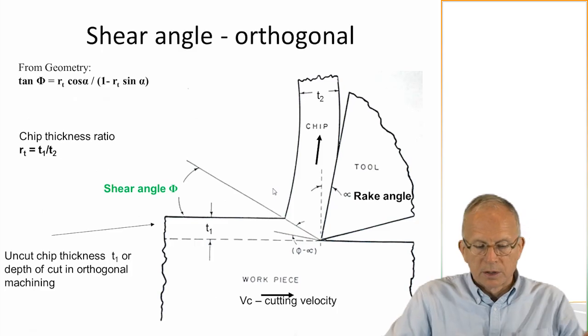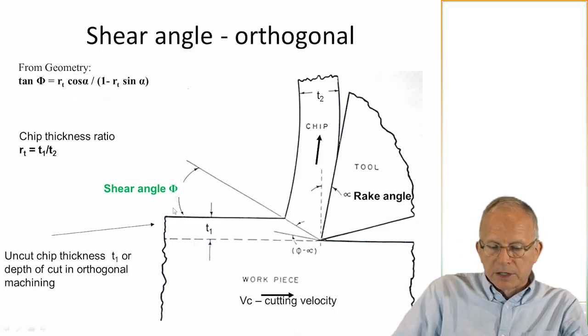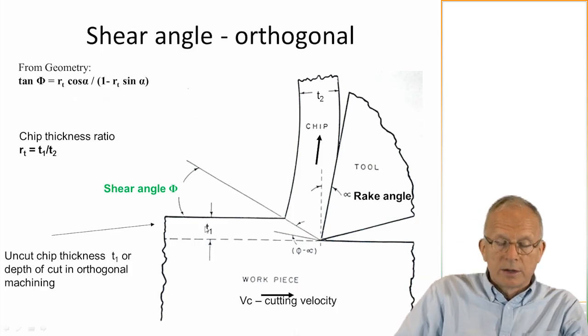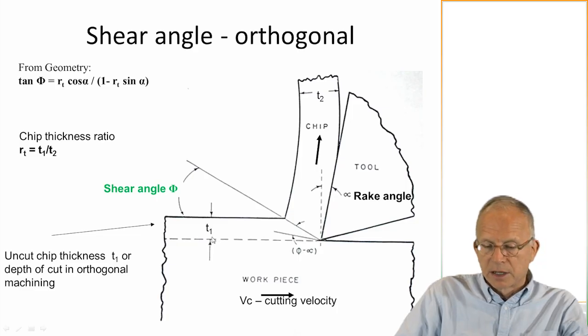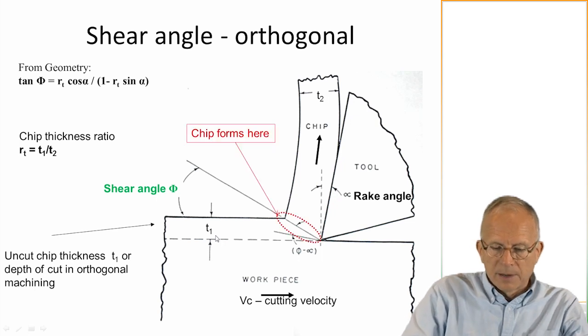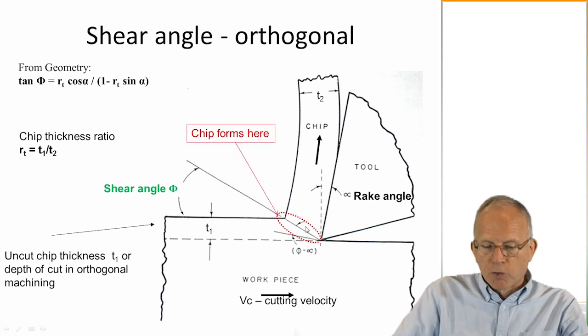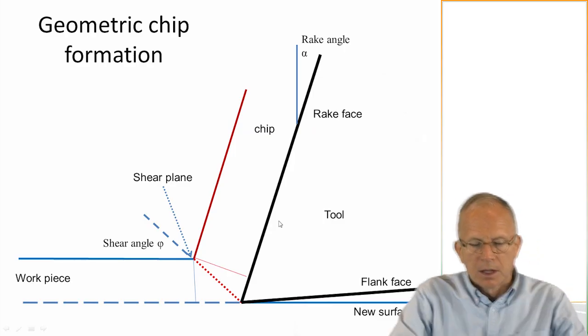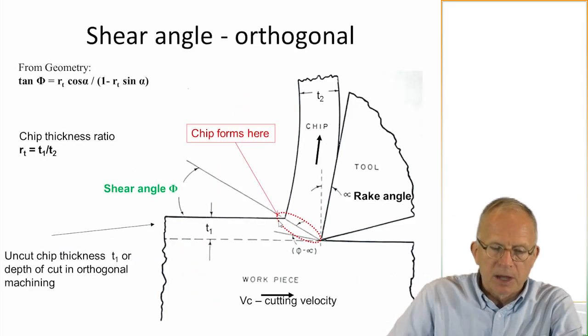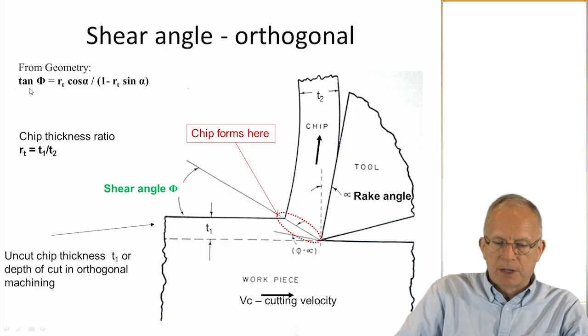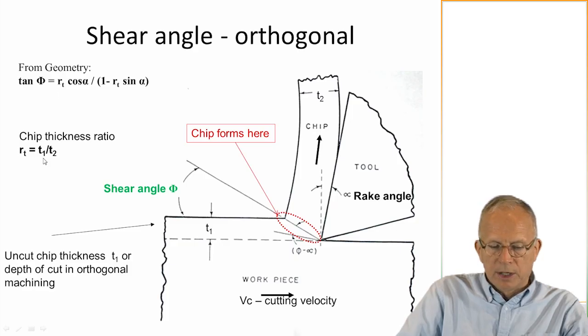So let's go back to where we were. All right, so for modeling a turning operation, we need to modify the feed by the cosine of the side cutting edge angle to get T1. So as I said, the chip forms here in the shear zone. Now this relationship, let's go back, this relationship is purely geometric. So this relationship for the tangent of phi is based on the chip thickness ratio, which is T1 to T2, and the rake angle.